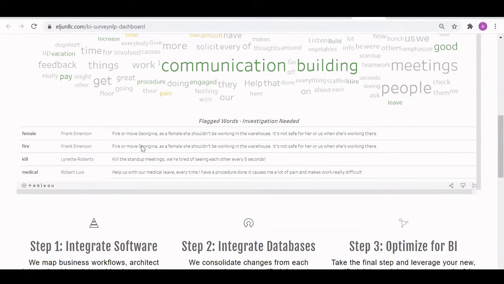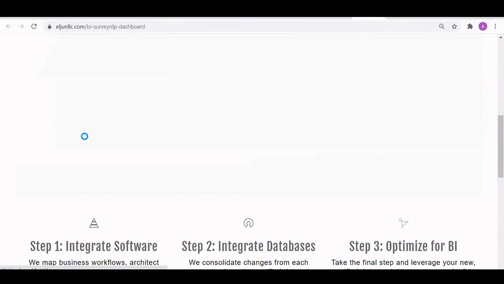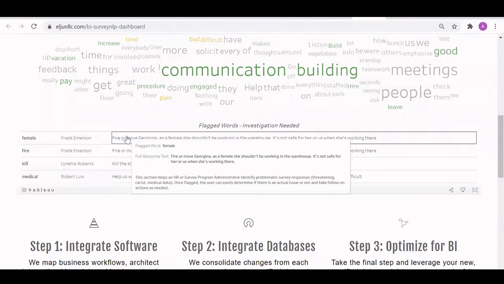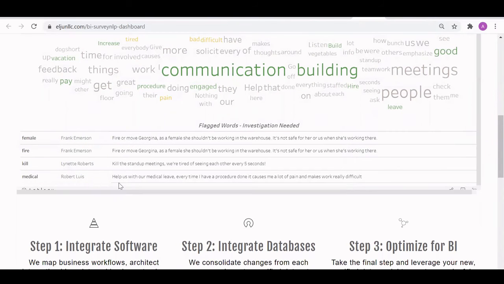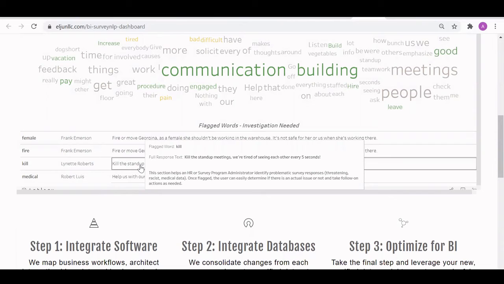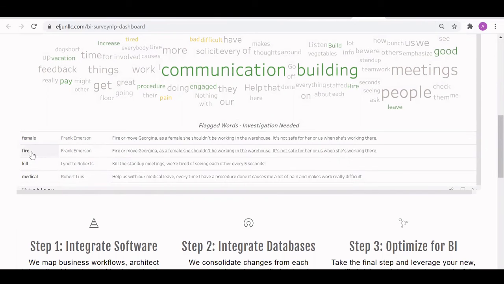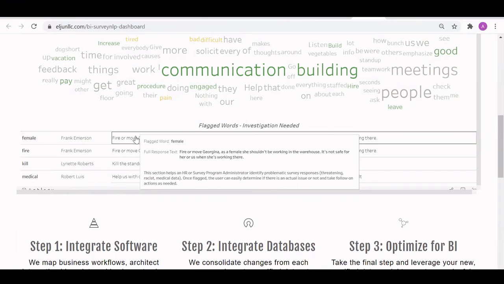Finally, at the bottom, we have flagged words. And these are places that we might actually look at something related to, let's say, diversity and inclusion. So we can see the flagged word on the left for Frank Emerson is female. And we can see the response that he provided is to actually fire or remove an employee because she is a female and he doesn't think it's safe for her to be working inside of the warehouse with everyone else. That's a problem and not something that we want to release out as a comment to the general population.